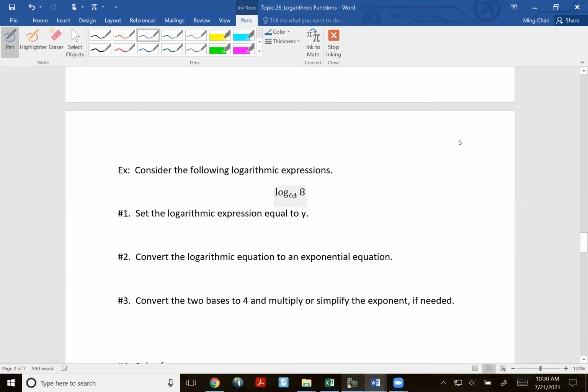All right. Log with the base 64 of 8. Set it equal to y. Bring the base over. So that should be 8 equal to 64 to the y power. This time I want you to convert into a base 4, excuse me, base 4.